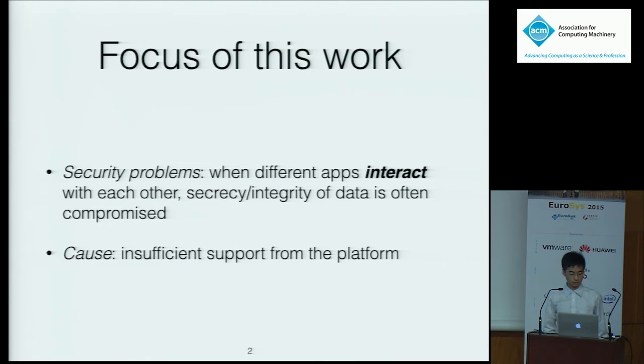The focus of this work is a type of security problem on mobile platforms: when different apps interact with each other, the secrecy or integrity of the user's data is often compromised. The cause of such problems is insufficient support in existing platforms, and they can't be fixed without modifying the security model of current platforms.